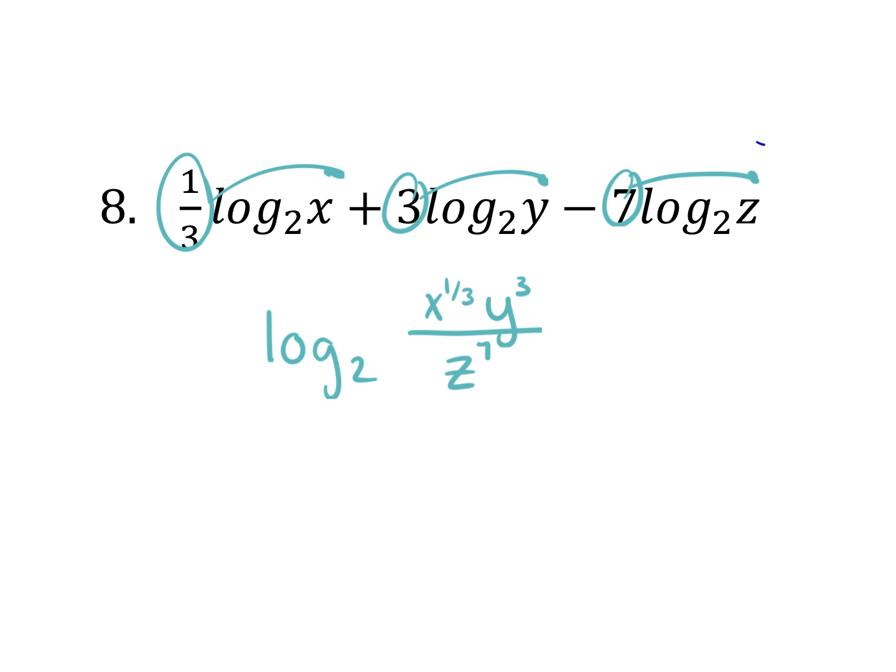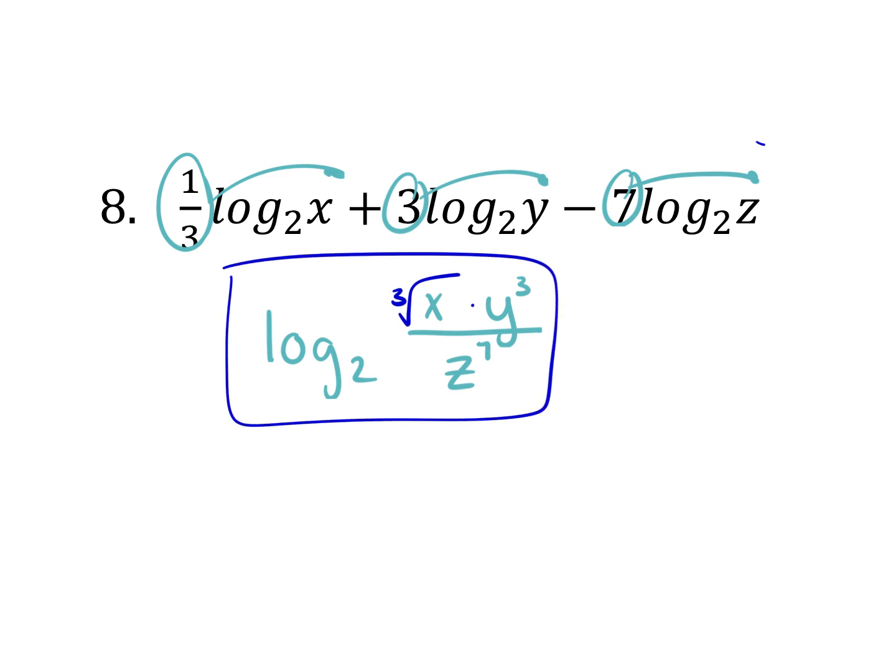And then how else could I write the 1/3 power? The cubed root. It's the cubed root of x times y to the 3rd power over z to the 7th power. Either way is fine if you want to leave it as the 1/3 power, but I'm writing it this way because you might see one where you have to expand, but then you'll have to make the 1/3 your coefficient.